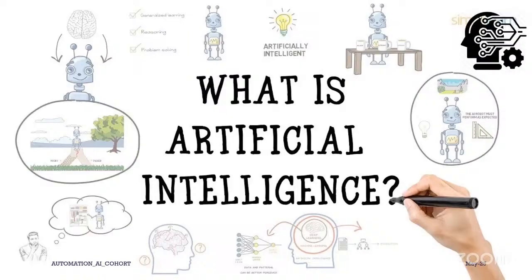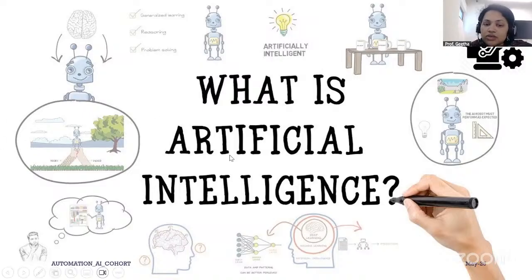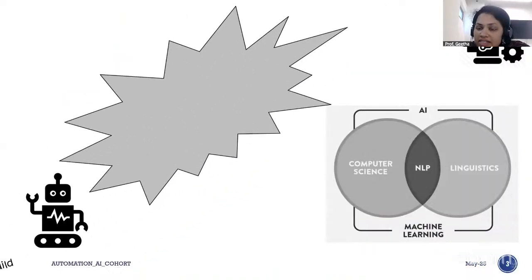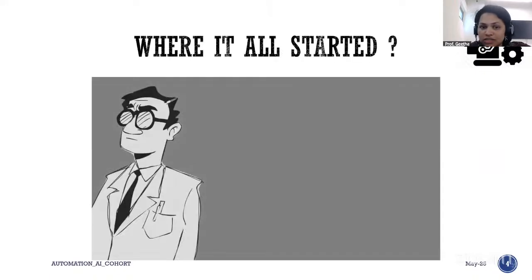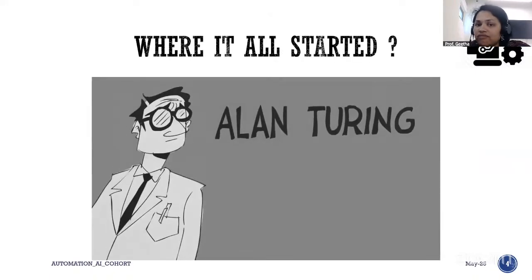Fine, sure, ma'am. So what is artificial intelligence all about? Here I could say it's a combination of computer science, language, and statistical models put together that is what machine learning and artificial intelligence is all about. I want to build my machine's intelligence so that it can interact with humans like humans. So the basics of AI is to build intelligent machines that can interact with humans like humans. This is what AI is all about and where it all started.